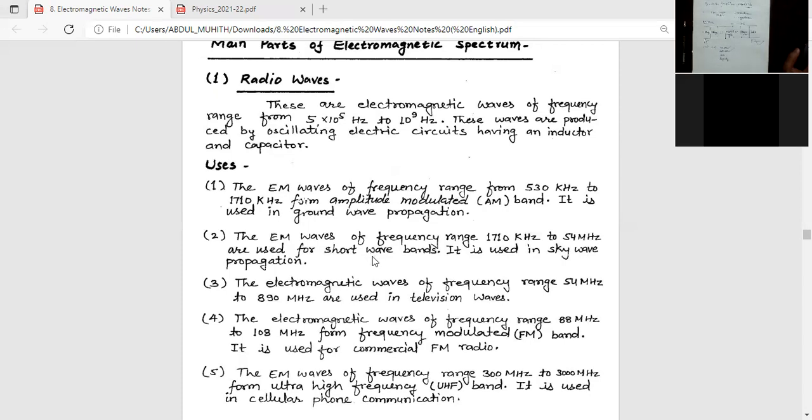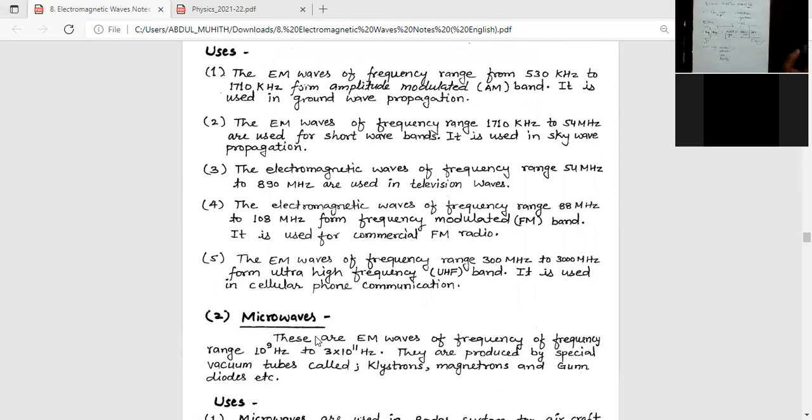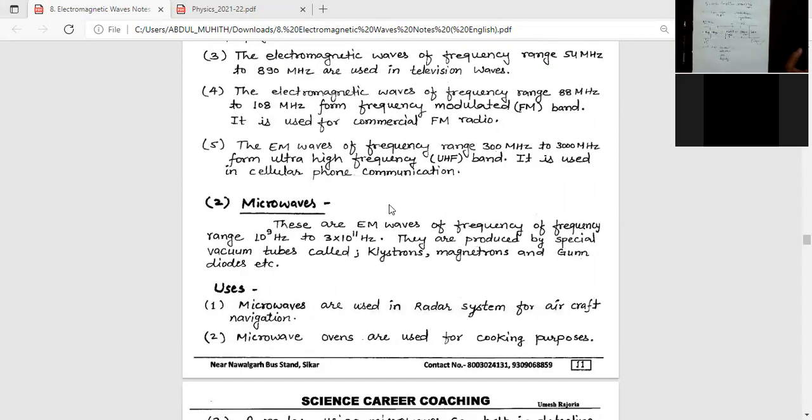Next is electromagnetic waves of frequency range 88 megahertz to 108 megahertz, which form frequency modulation. So it is used for commercial FM radio. And the last one is for cellular phone communication. We use this.